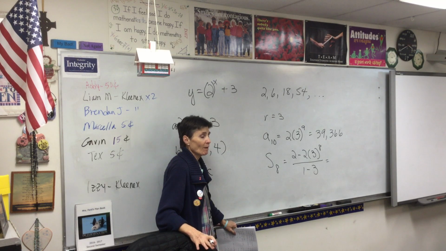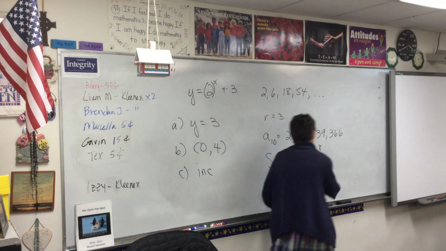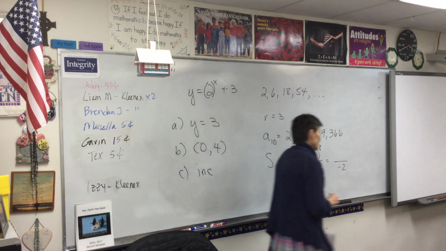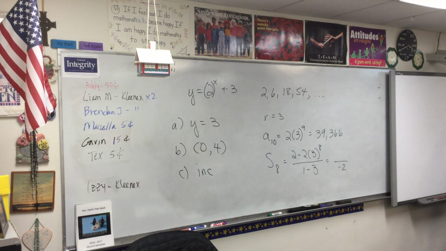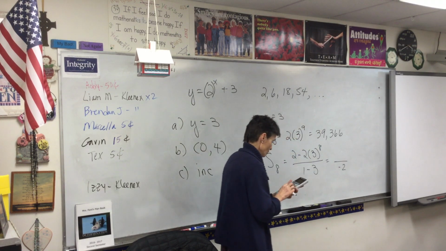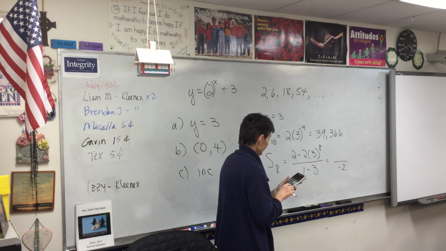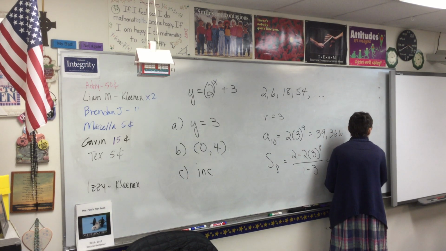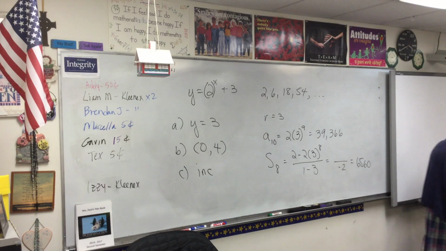As so often happens, you want to take care of that denominator, and then we can type in our numerator and divide it by -2. So 2 minus 2 times 3 to the 8 divided by -2. I got 6560 as my final answer. I got that as well.